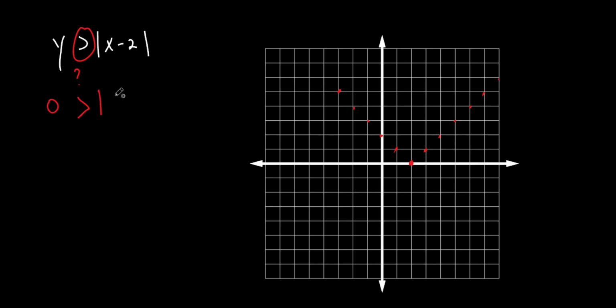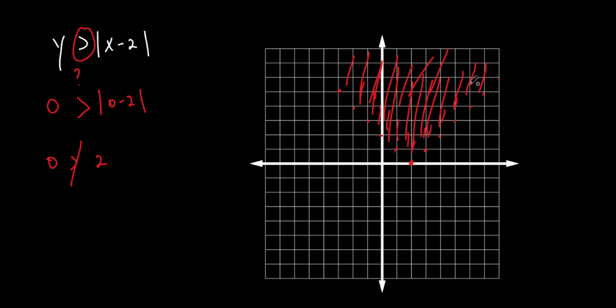Absolute value of 0 minus 2. That's 0. That's greater than, what's that? That's 2, isn't it? Positive 2. Is 0 greater than 2? Is it? 0 is bigger than 2? Okay. So does this point 0, 0 work? No. So I don't shade there. Where am I shading? I'm shading everything above or inside that absolute value, that V looking thing. So that's what we're shading. And that's your answer. Okay?